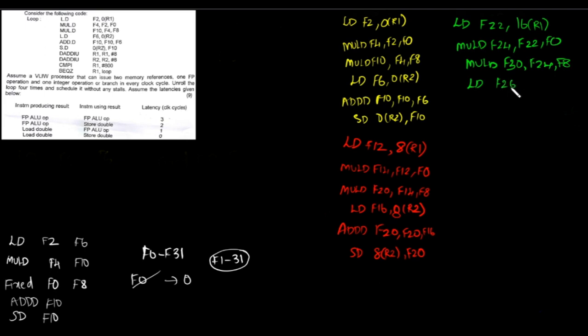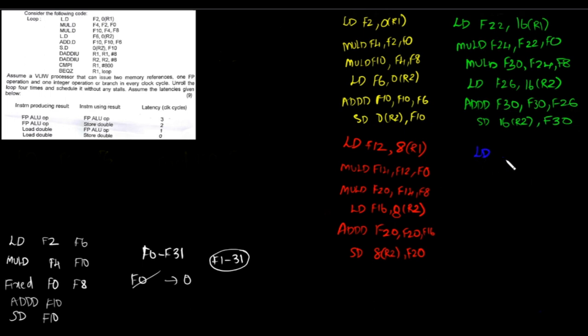LD F26 comma, instead of 0 we should put 16 R2. Then add D F30 comma F30 comma F26. Then store D. Again 16 we have to add. 16 of R2 comma F30. Now we have to do the last unrolling, that is the fourth time.